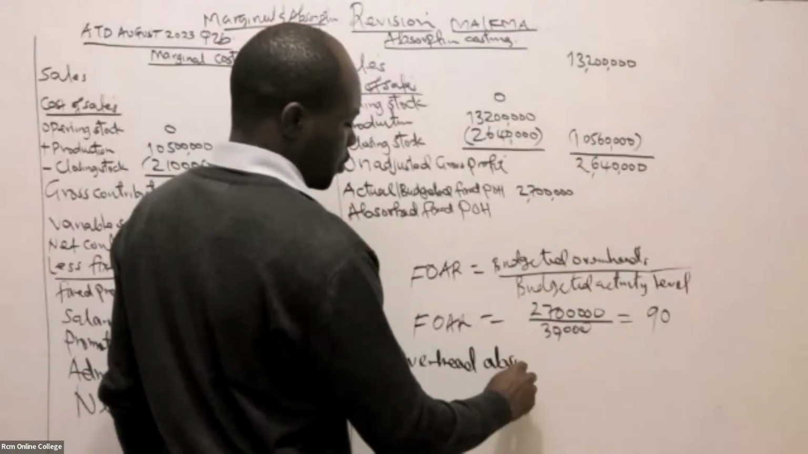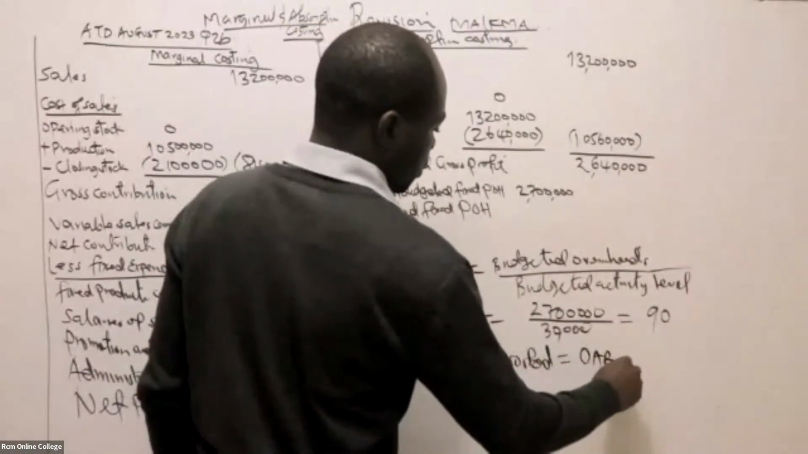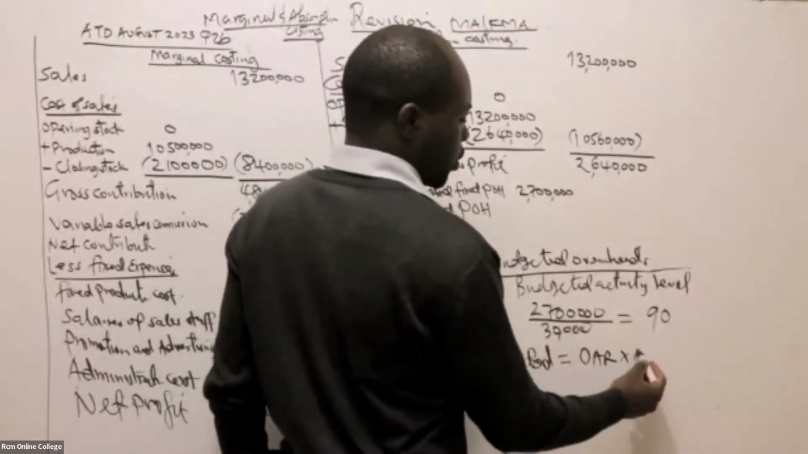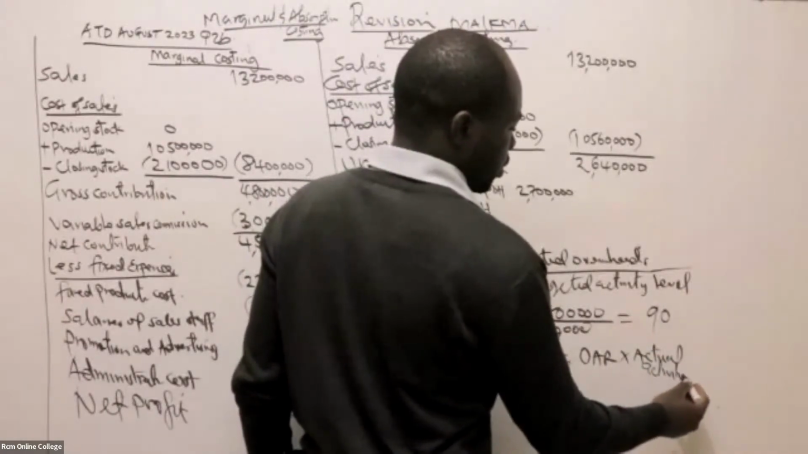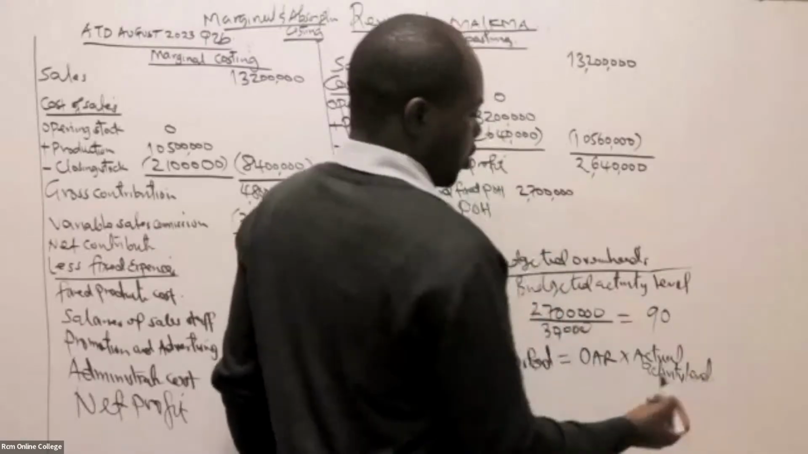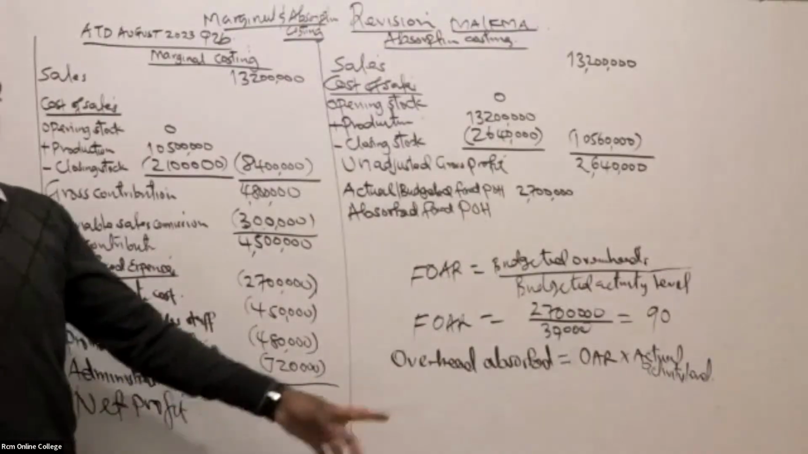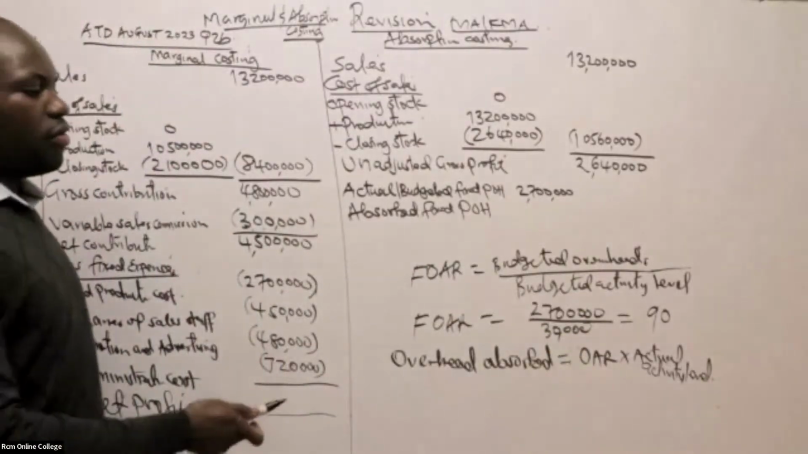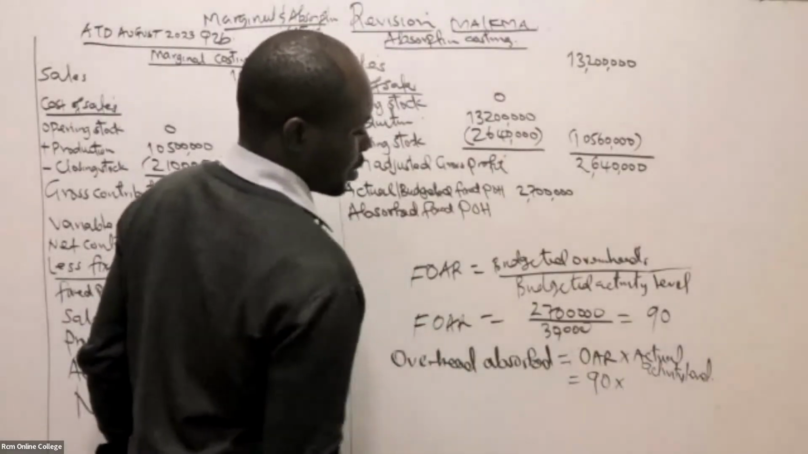How do we get overheads absorbed? Overheads absorbed is equal to overhead absorption rate times actual activity level. So our overhead absorption rate, already calculated here, is 90 times actual activity level.